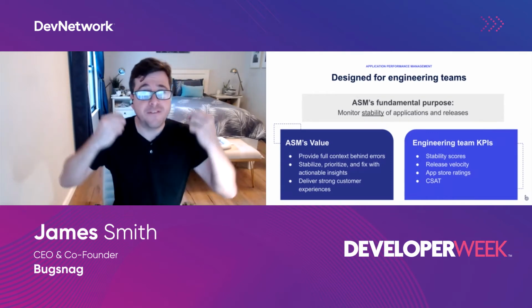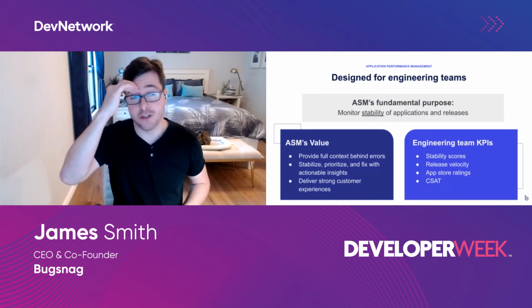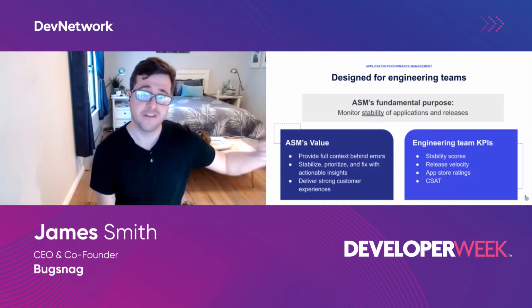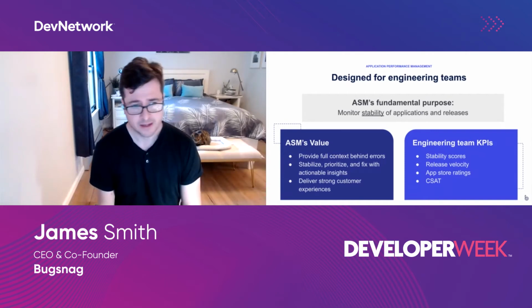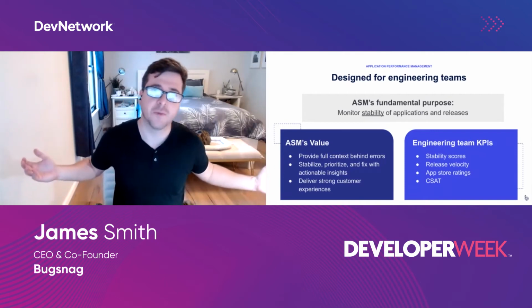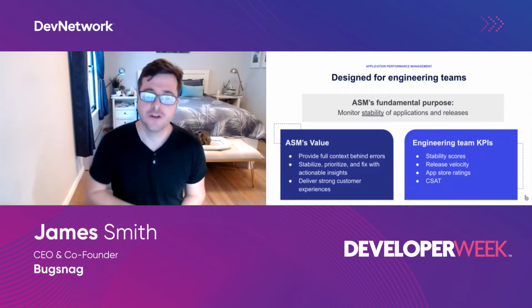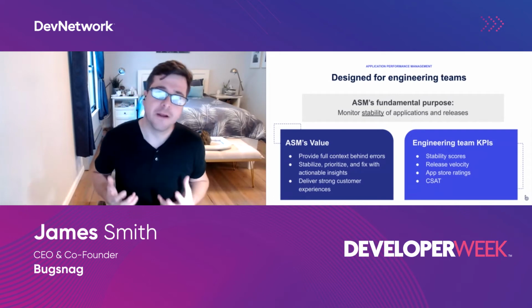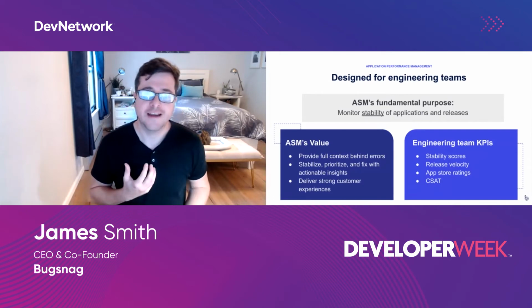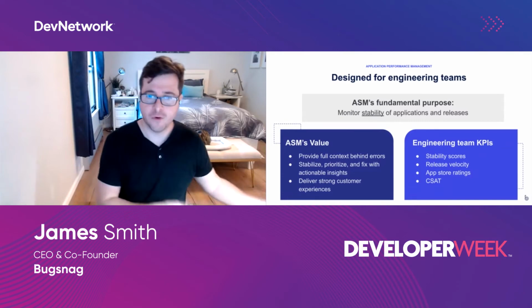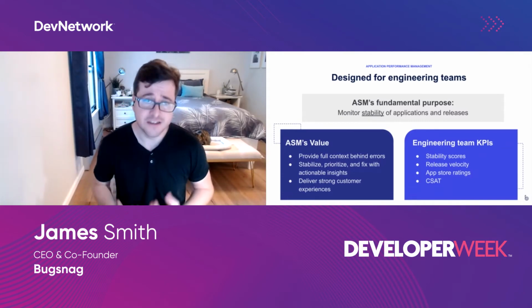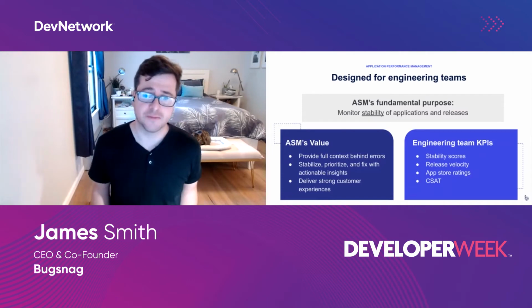Should we even be fixing bugs right now? Is this something that we should pause our sprint that we're working on for the next feature in order to fix these bugs? Do they matter? So giving the full context behind errors, stack traces, user interactions with the application that led up to a bug, full diagnostic data, helping people figure out, should we be working on bugs or not right now? I'll talk about stability scores in a little bit. And developing strong customer experiences.